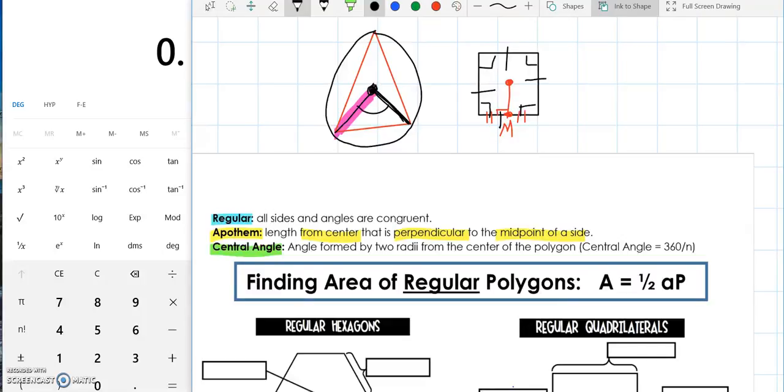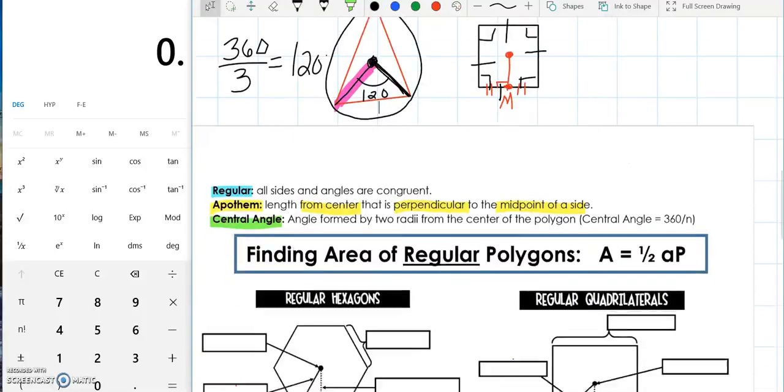And the way I'd find the measure of that central angle is I would do 360 divided by the number of sides, which is 3. 360 divided by 3 is 120 degrees. So this central angle is going to be 120 degrees. And when we get into the circle unit, we're going to come right back to central angles. All right, so let's take a look at our formula finally.